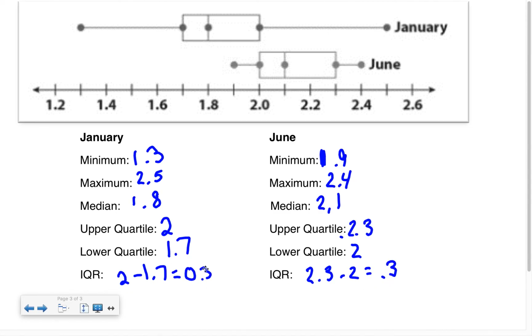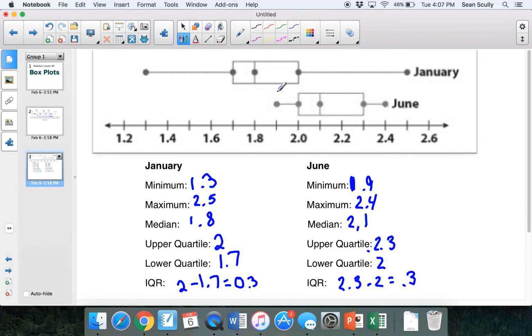Both of our interquartile ranges are the same, 0.3 and 0.3. That means that these two boxes are actually the same exact size. So the middle half of the data have the same range. Okay, so that's how we're going to find our values using our box plots. Have a good one.